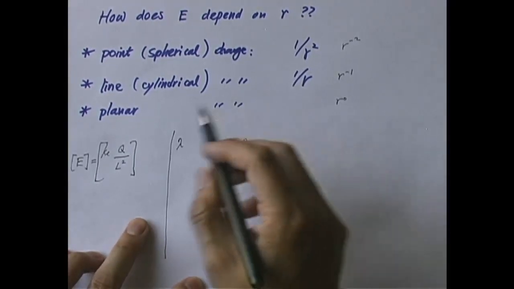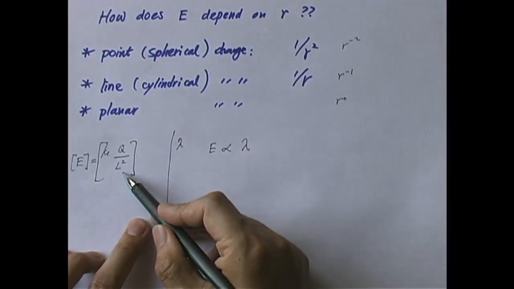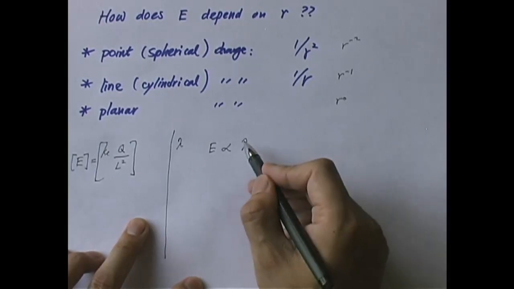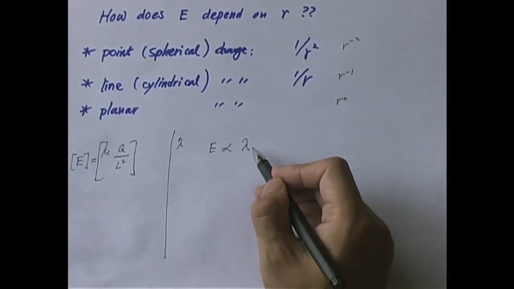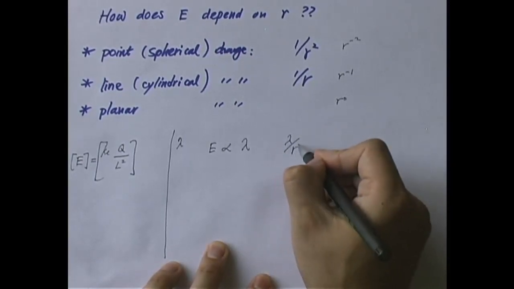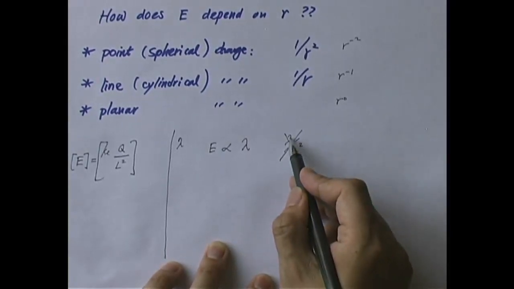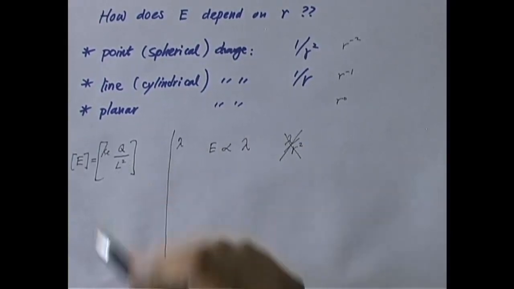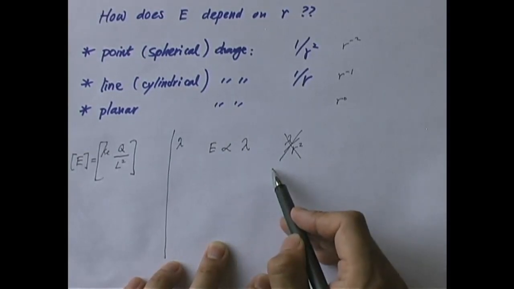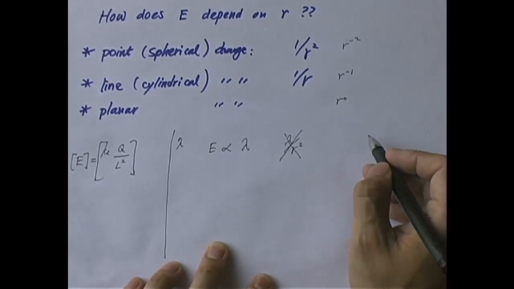But lambda itself, again, has a unit of Q over L. So can you write lambda over r squared? You cannot, because lambda itself is already Q over length. So lambda over r squared is wrong in units because it will give you charge over length to the power 3, not over length to the power 2. So if it depends on lambda and r, and it's proportional to lambda, then how should it depend on r?